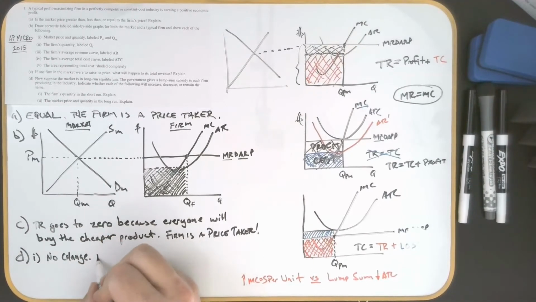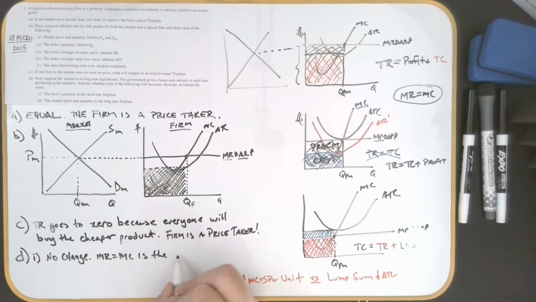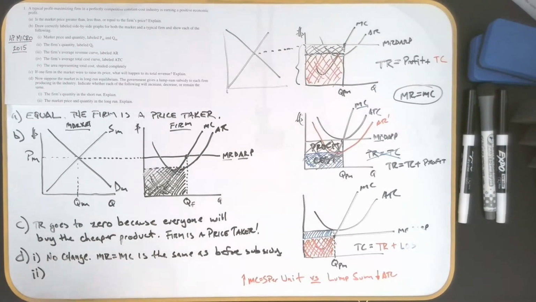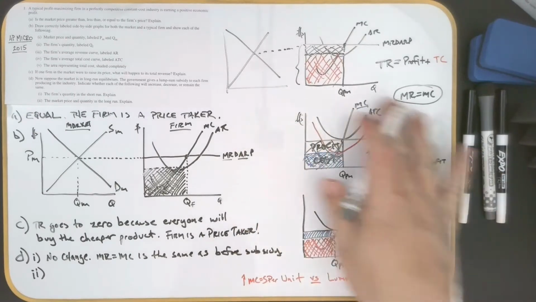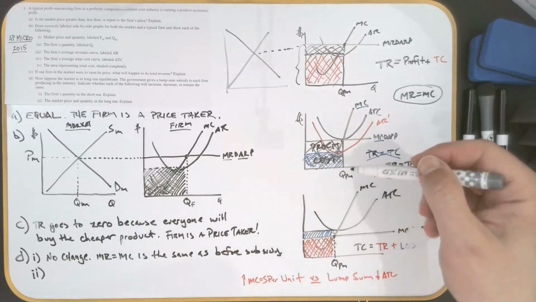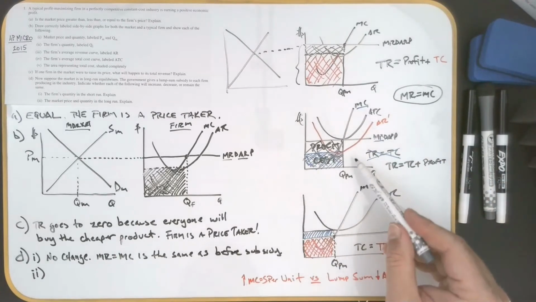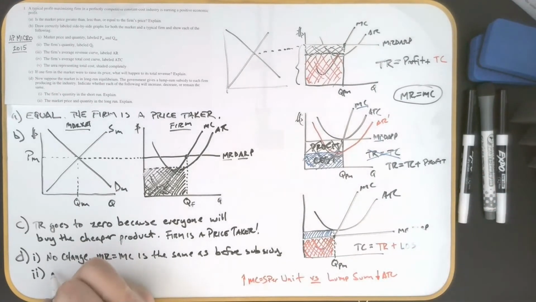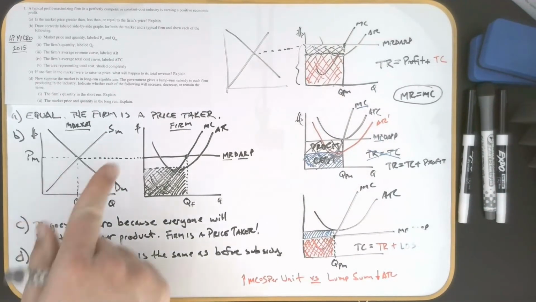And the reason that there is no change, you say MR equals MC is the same as before the subsidy. Okay, got that. And now part 2 says, what happens to the market price and quantity in the long run? So now if this is what's going on, what's happening in the long run? Well, in the long run, since profit is being made, firms will enter. So if firms enter, what does that do to Mr. DARP?